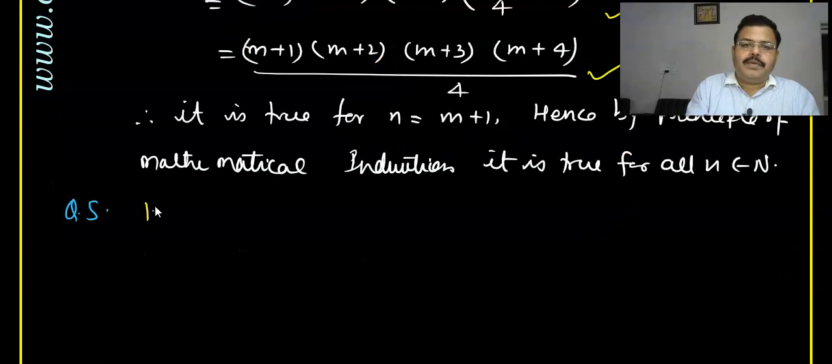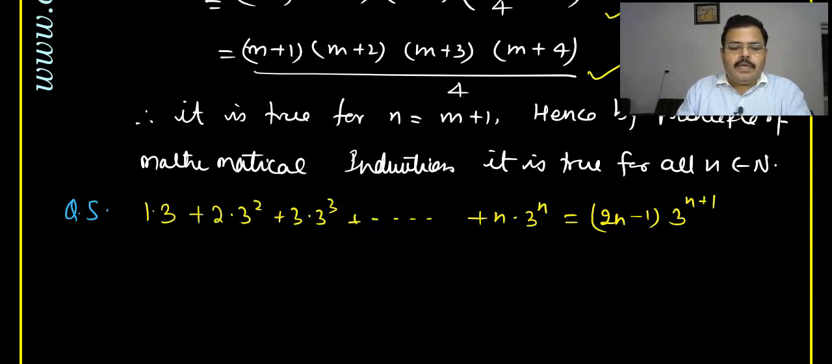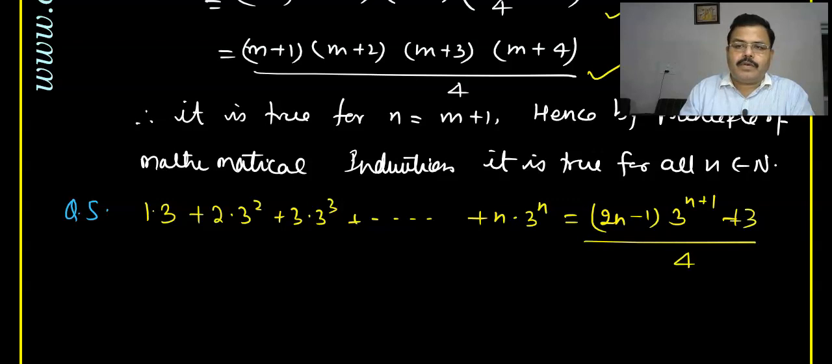Now question number 5 is 1 into 3 plus 2 into 3 square plus 3 into 3 cube, like that up to n into 3 to the power n is equal to ((2n minus 1) into 3 to the power (n plus 1) plus 3) divided by 4. This is what you need to prove. Now, how can you prove this?